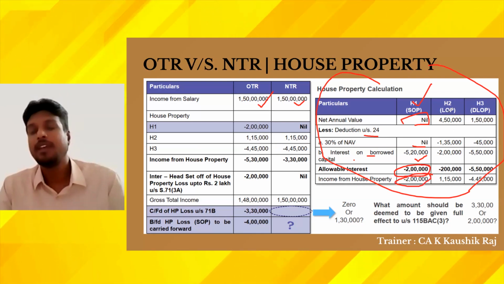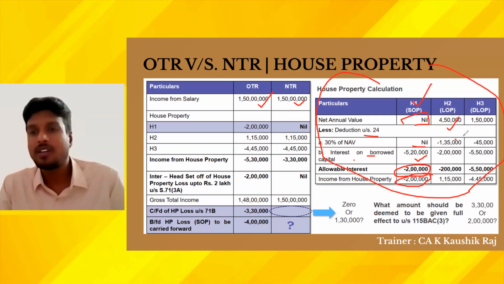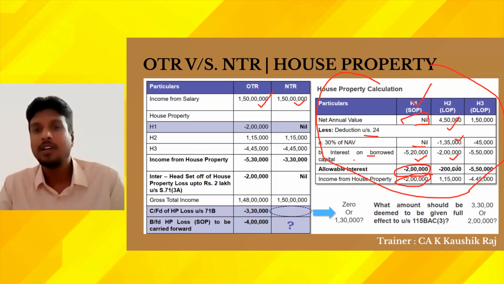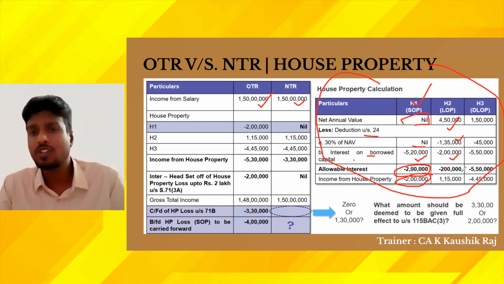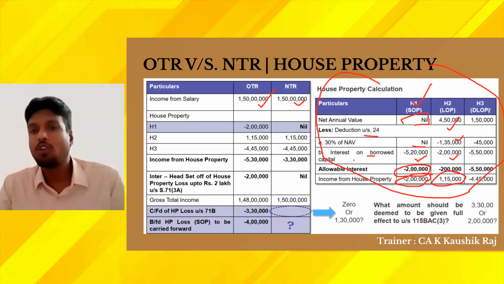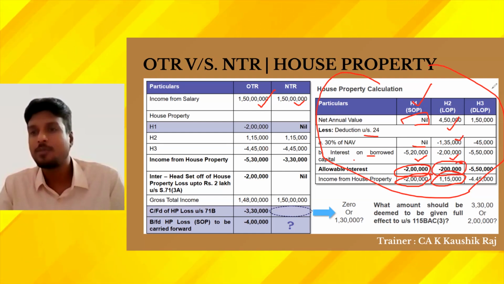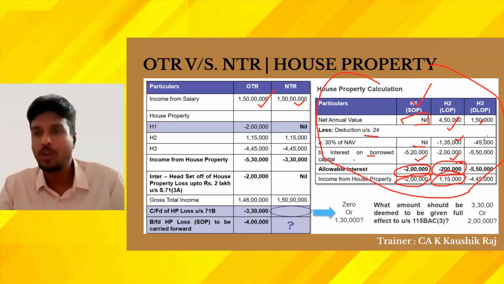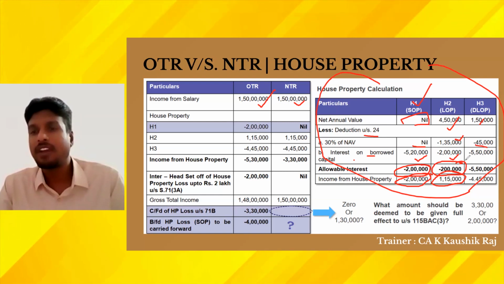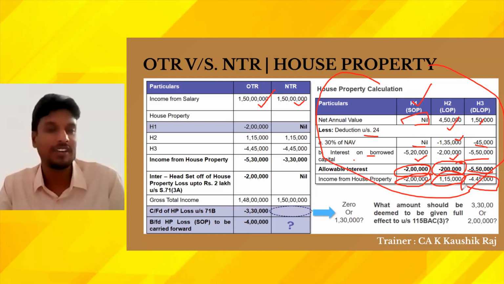Similarly, let out property 4,50,000 is the income. Out of that 30% is the standard deduction. 2 lakh is the borrowed capital. So the income will become 1,15,000. Deemed let out property, allowable interest is 2 lakh, and then this becomes deemed let out property. So we have computed here, and then the negative will become 4,45,000.